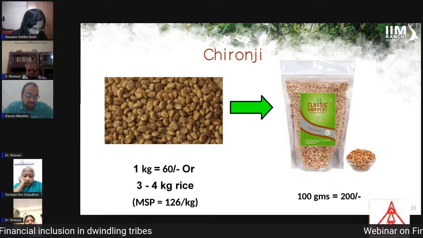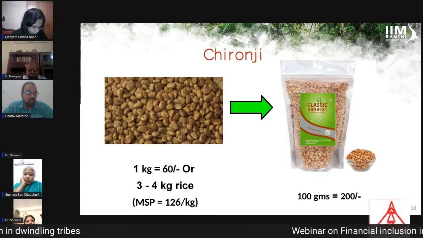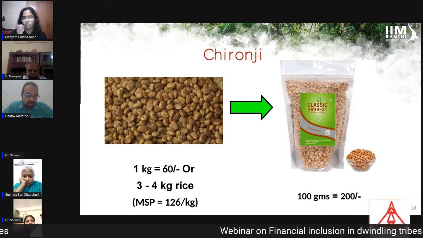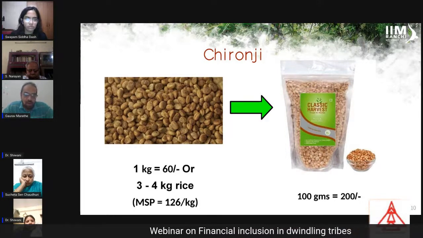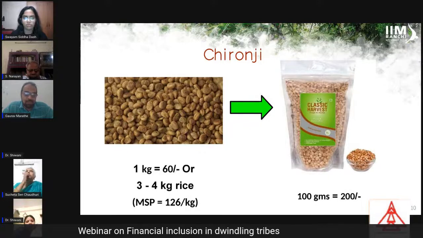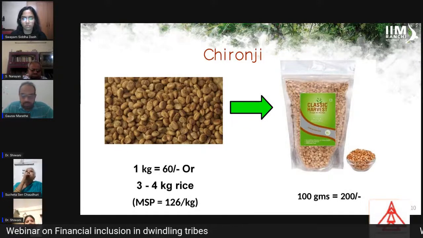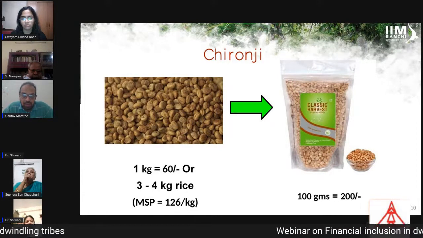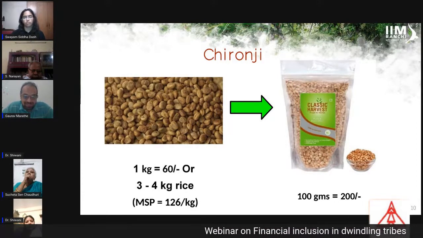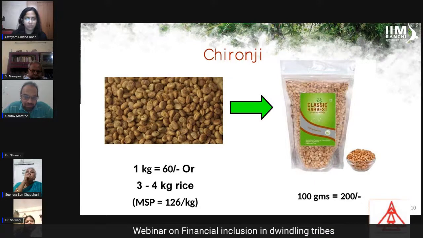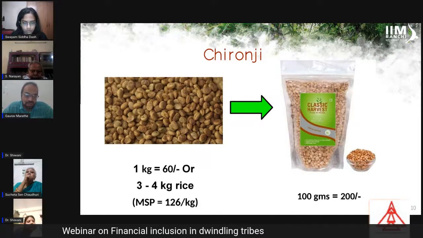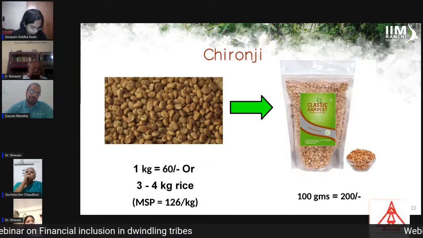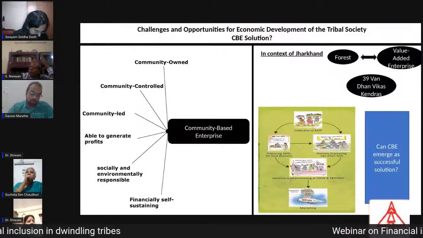Similarly, Chironji is 60 rupees per kg, which is what they currently sell all this product for to a local middleman. But MSP was promised at 126 rupees per kg. At least that can be done. If not, if you can sort those seeds, classify them into certain qualities, and so on, 100 grams can give you 200 rupees.